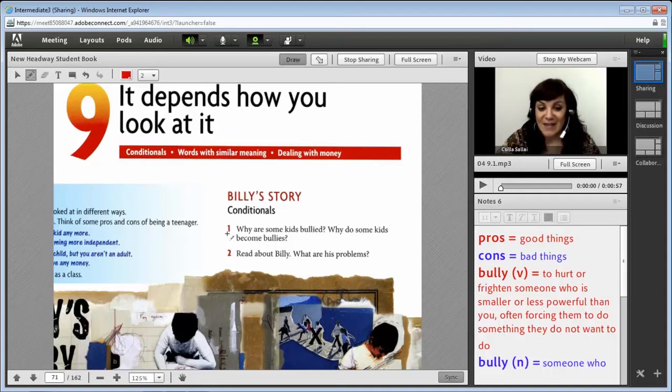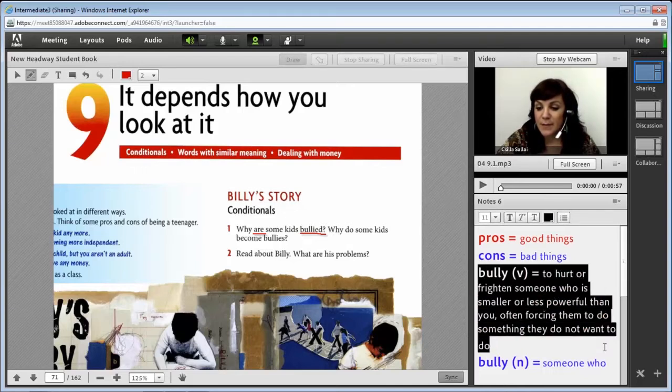Now the main question is whether you know the meaning of bully, to be bullied and to be a bully, as a verb and as a noun. I'm sure you already noticed that in the first question, are bullied is a passive structure, but what exactly does bully mean? Bully as a verb means to hurt or frighten someone who is smaller or less powerful than you, often forcing them to do something they do not want to do. I'm sure you know what I mean, and if you are not exactly sure, you can always ask your teacher.